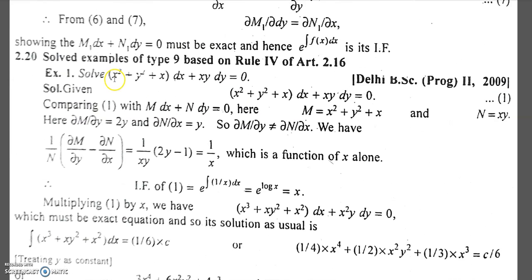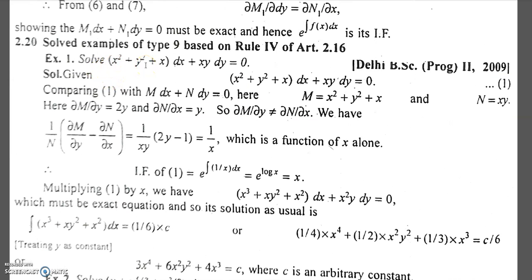So considering this example, here M is x square plus y square plus x, and N is xy. Next del M/del y, then del N/del x. See, these two are not equal. Now we calculate del M/del y minus del N/del x, that is y, divided by N, which is xy. What ultimately you get is 1 by x, that is a function of x alone. So what is our integrating factor of 1? e power integral f(x) dx, that means 1 by x dx, that means e power log x, that is x. So the integrating factor of 1 is x.